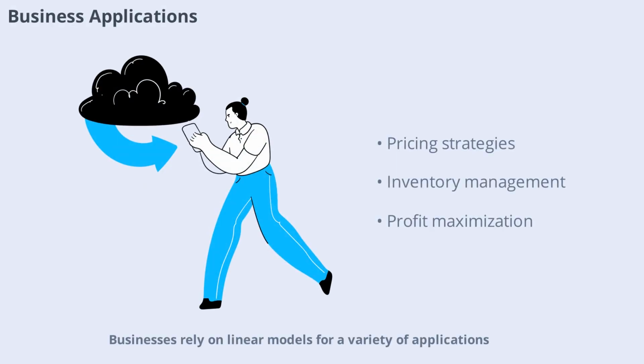Businesses rely on linear models for a variety of applications, from pricing strategies to inventory management. For instance, a retailer might use a linear model to predict how sales respond to price changes or advertising campaigns. These insights help businesses optimize operations, maximize profits, and stay competitive in dynamic markets. Linear modeling is a practical tool for everyday business decisions.